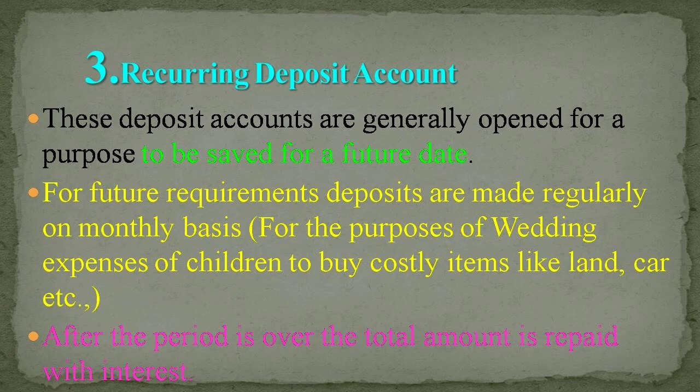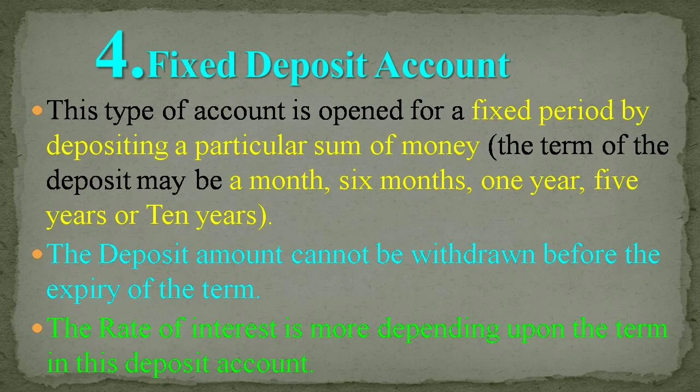And next is a recurring deposit account. It is opened for a purpose to be saved for a future date. Example, wedding expenses of children, to buy costly items like land and car, etc. Fixed deposit account: opened for a fixed period by depositing a particular sum of money. The deposit amount cannot be withdrawn before the expiry of the term. The rate of interest is more.